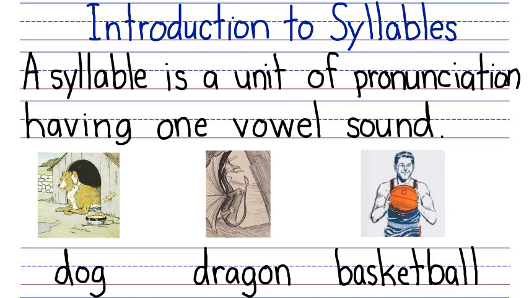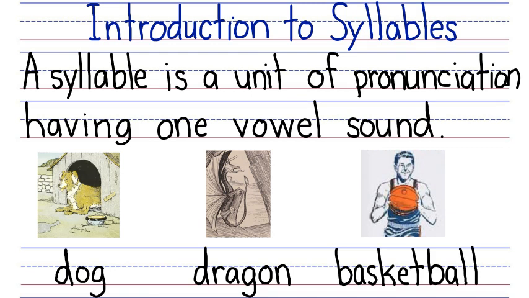Now, put your hand under your chin and say the word basketball. How many times did your jaw drop? 3 times, right? That's because basketball is a three-syllable word. Now that you know about syllables, keep in mind that they are an important building block of the English language.